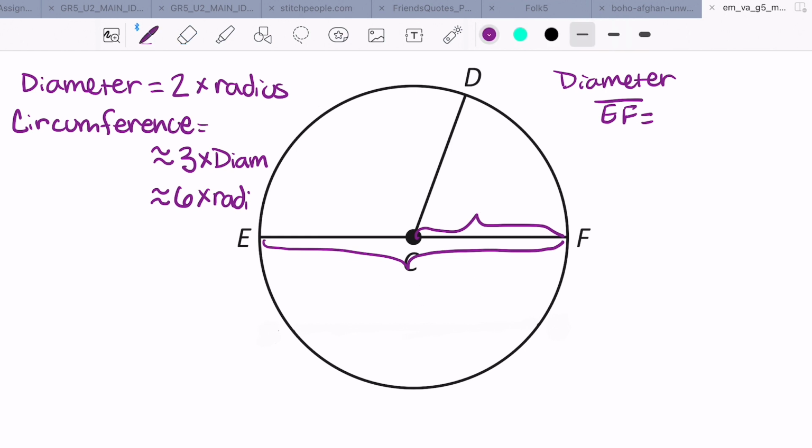Okay, we're going to try another diameter. This one's going to be 18 centimeters. So we want to find CE or CF or DC, which is going to be 18 centimeters divided by 2, which gives us 9 centimeters.